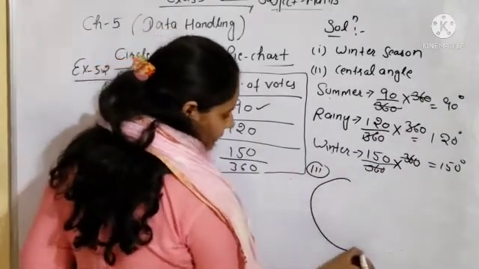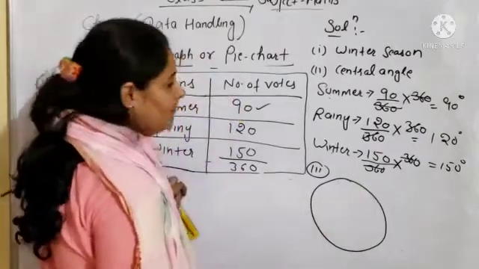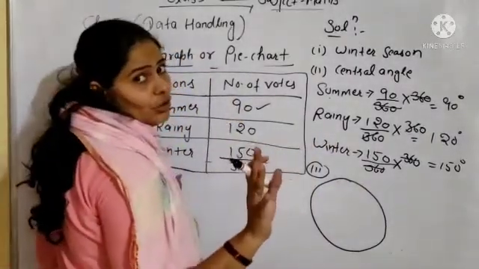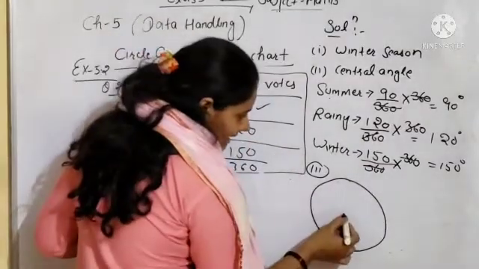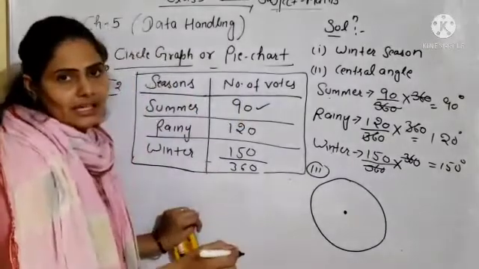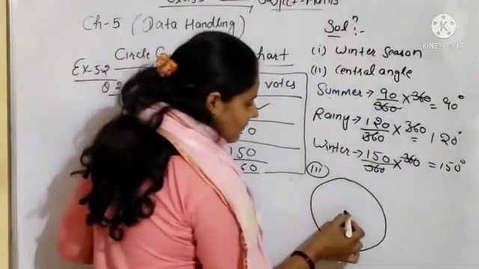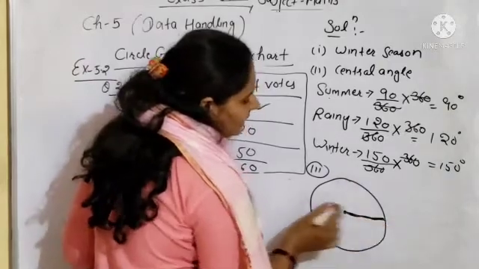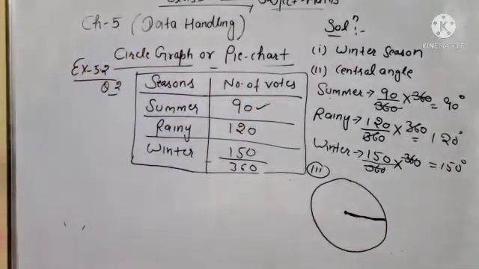Pie chart means you draw a simple circle. How many parts are there? Three, so you have to divide it. First, how will you draw the angles? First of all, take the center of the circle. From the center, draw a simple line, a radius. Like that, I have drawn one line.